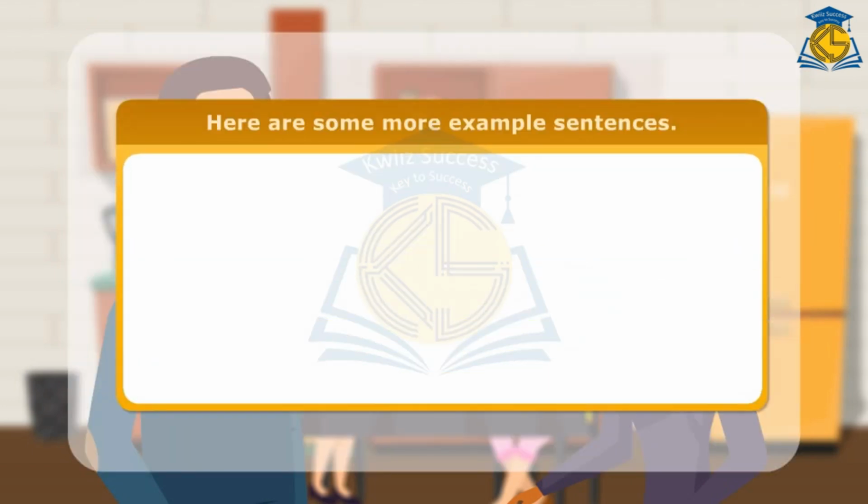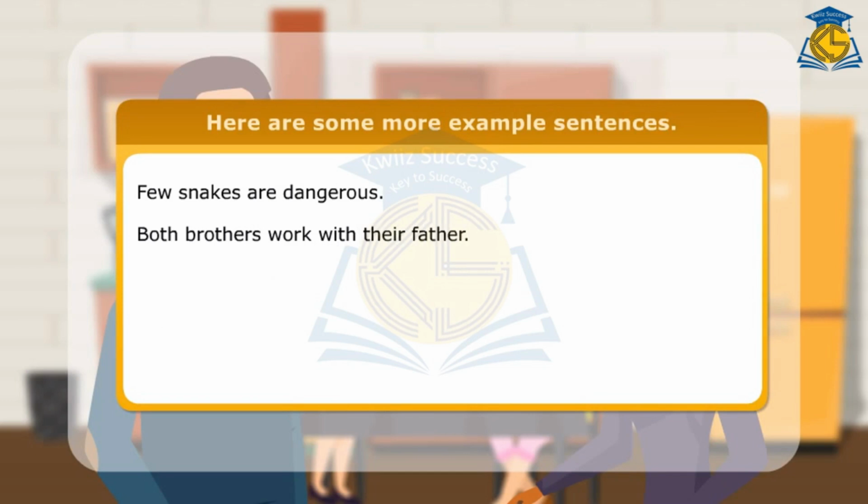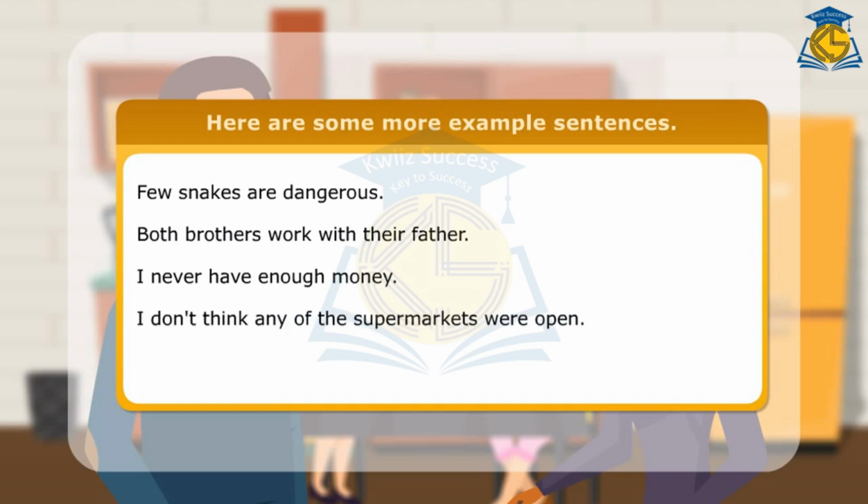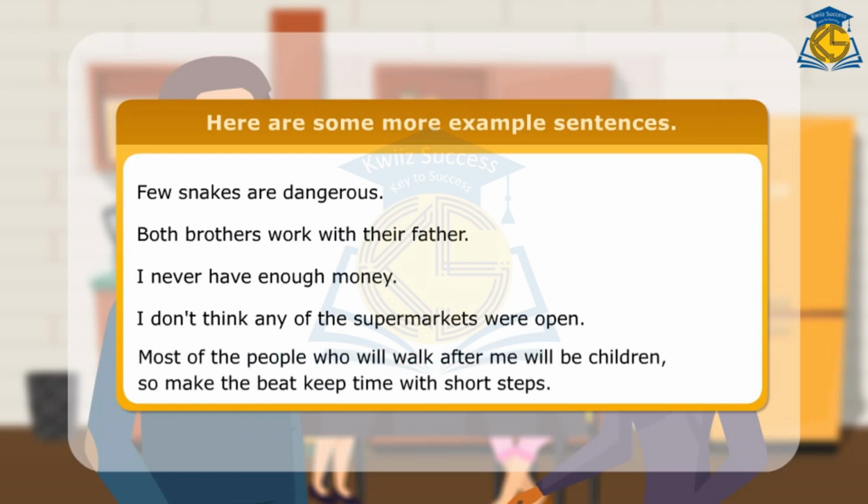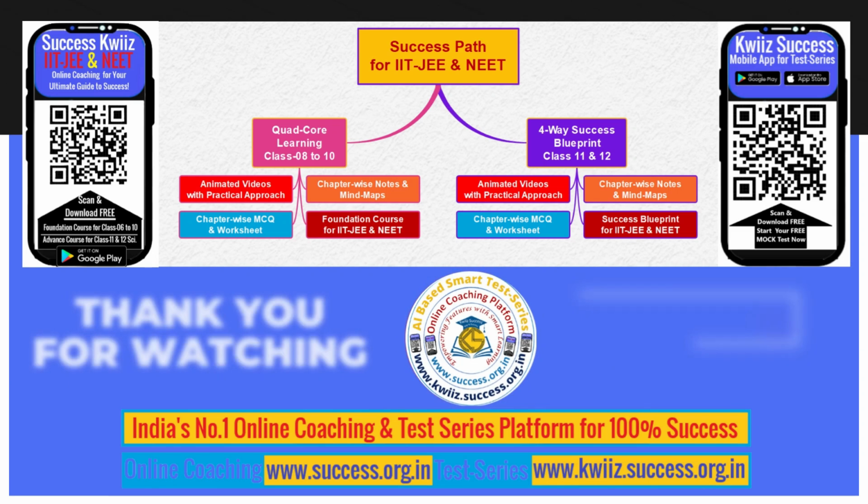Here are some more example sentences. Few snakes are dangerous. Both brothers work with their father. I never have enough money. I don't think any of the supermarkets were open. Most of the people who will walk after me will be children, so make the beat keep time with short steps.